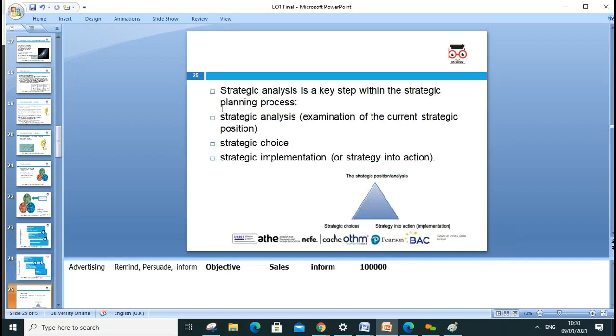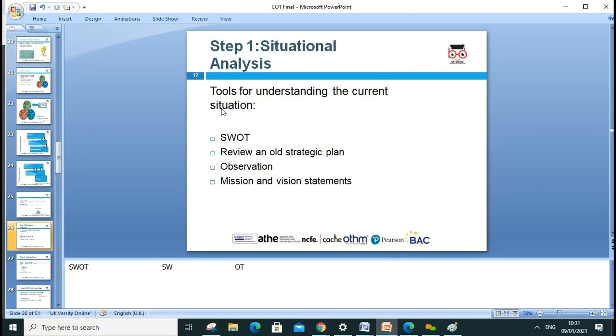Okay, then we have strategic analysis, the steps within strategic planning: strategic analysis and examination of current choices. Again, we need to look around at advertising and various others. Why? What is the purpose of doing it? Step one in strategic planning, always look at the situational analysis, SWOT. Strengths and weaknesses are the internal environment. What are your strengths, what are your weaknesses, while opportunities and threats come from the external. Review the old strategic plan, observations, missions, and all.